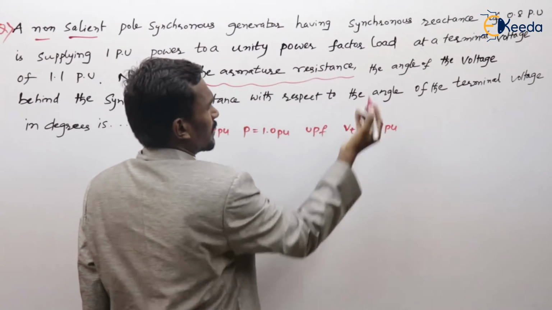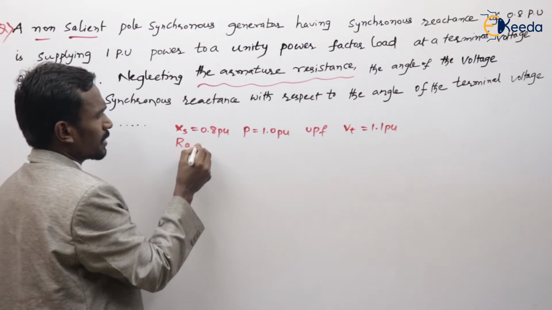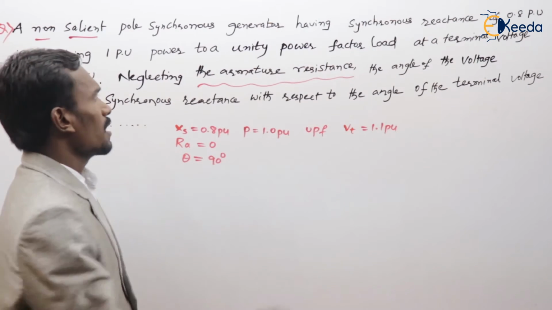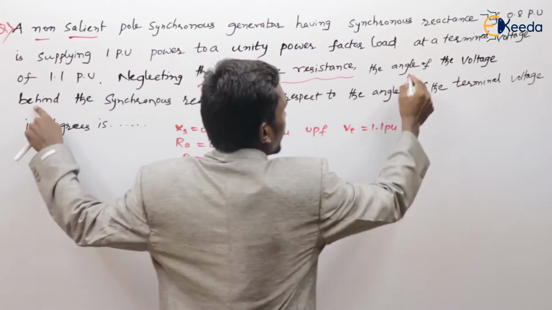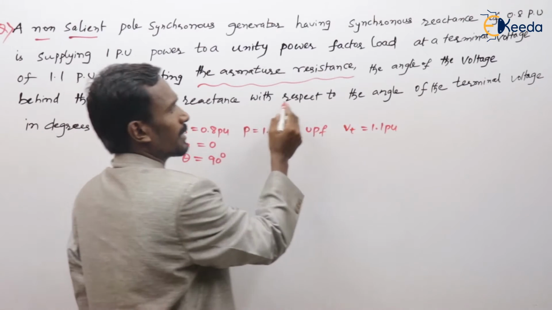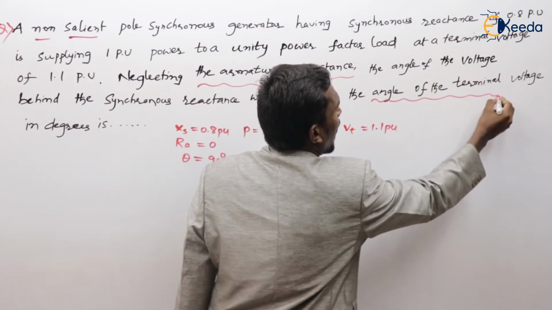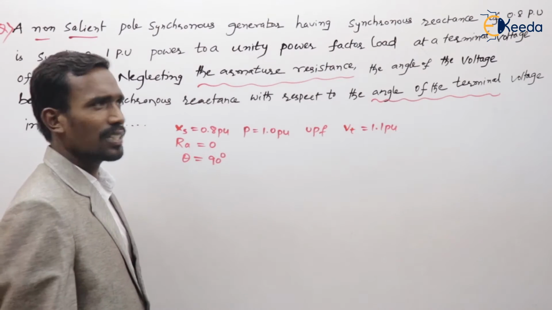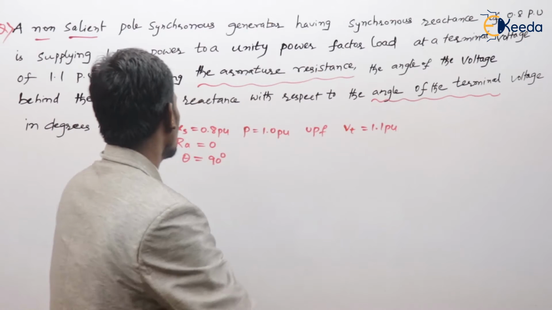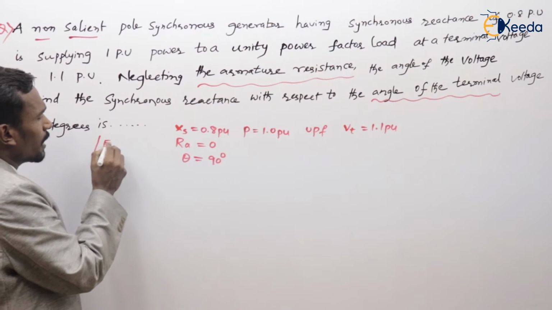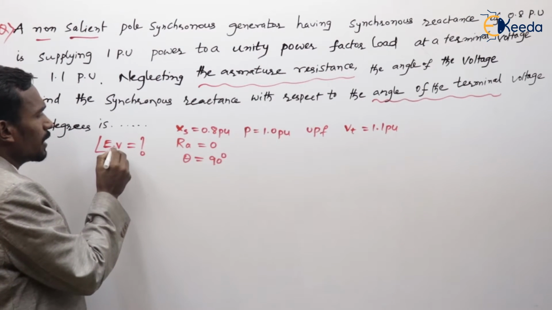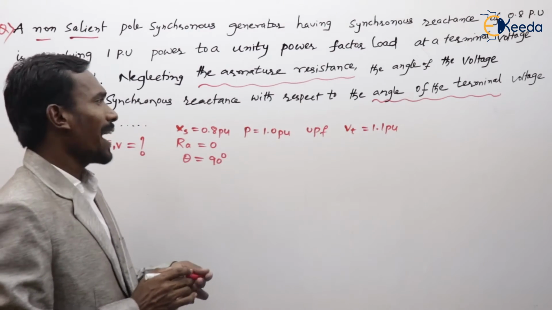Neglecting the armature resistance, nothing but impedance angle 90 degrees. The angle of the voltage behind the synchronous reactance with respect to the angle of terminal voltage, in degrees. They want the angle between EMF and voltage. They want the angle between EMF and voltage.